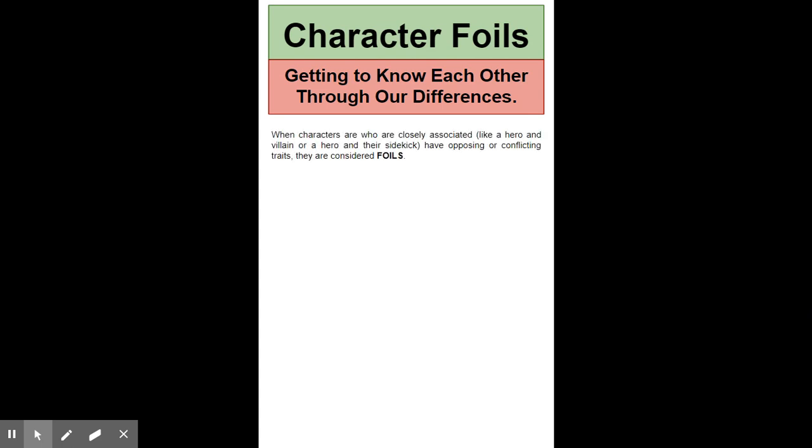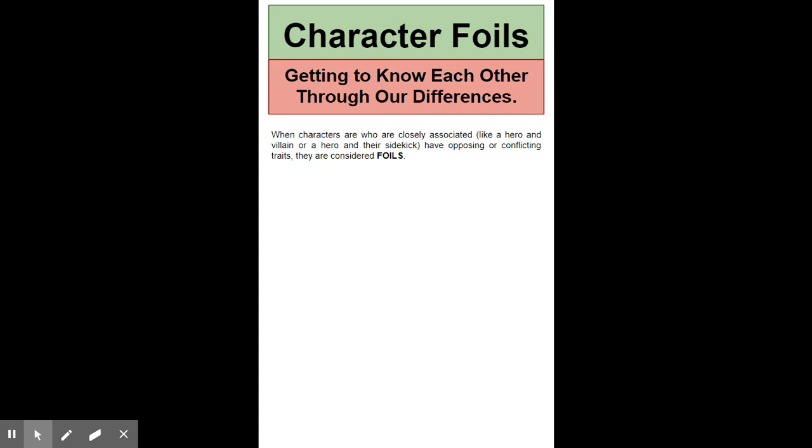Well, when we've got two characters who are closely associated with one another, it could be a hero and their villain, or it could be a hero and their sidekick. Doesn't matter, just as long as they're associated with one another somehow. And those characters have opposing or opposite or conflicting traits. They will be considered foil characters.